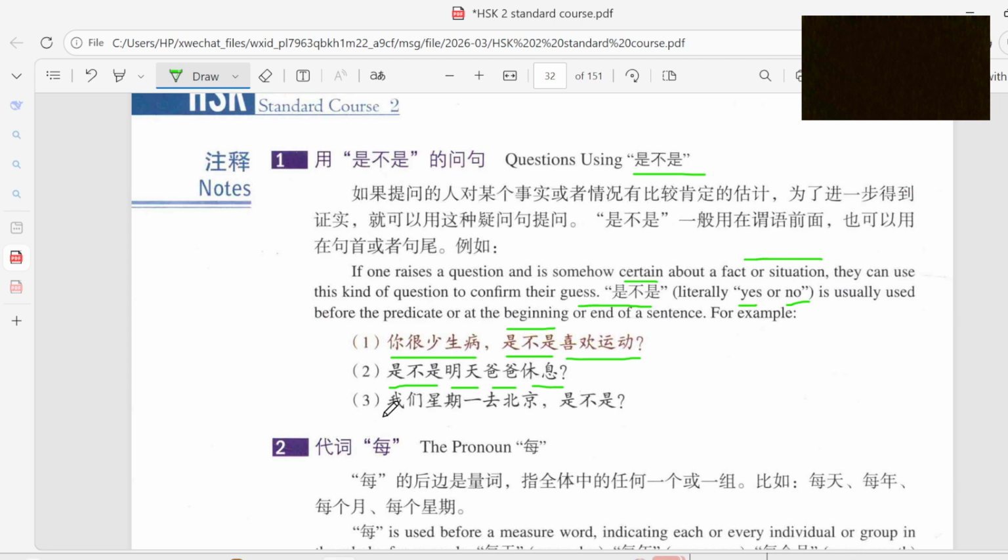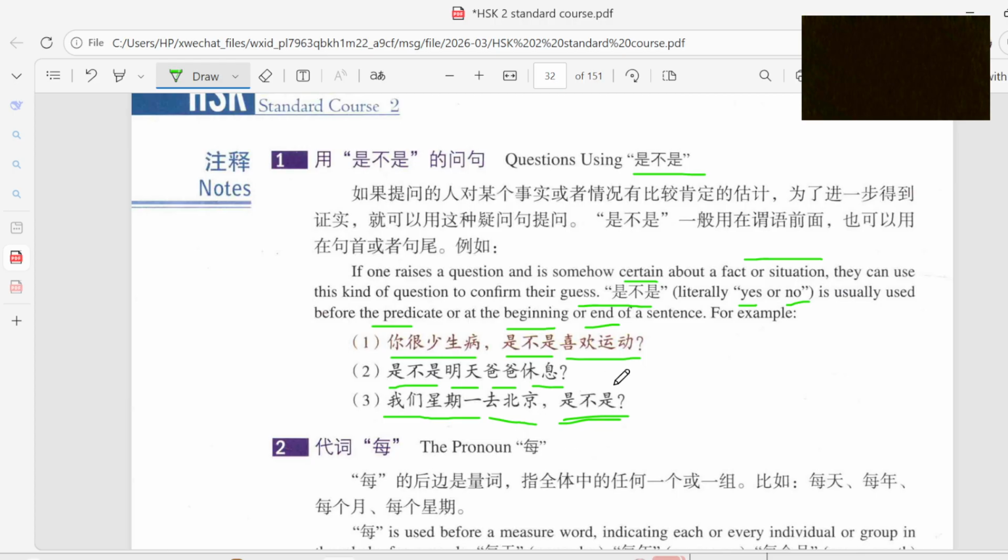And then number 3 says 我们星期一去北京, on Monday we go to Beijing. If you just end here, then it's like you've already confirmed it, but you need an approval from your friends. Then you'll say 是不是. Now this 是不是 comes at the end of the sentence. It can be in the middle, before the predicate, at the beginning of the sentence, and at the end of the sentence.